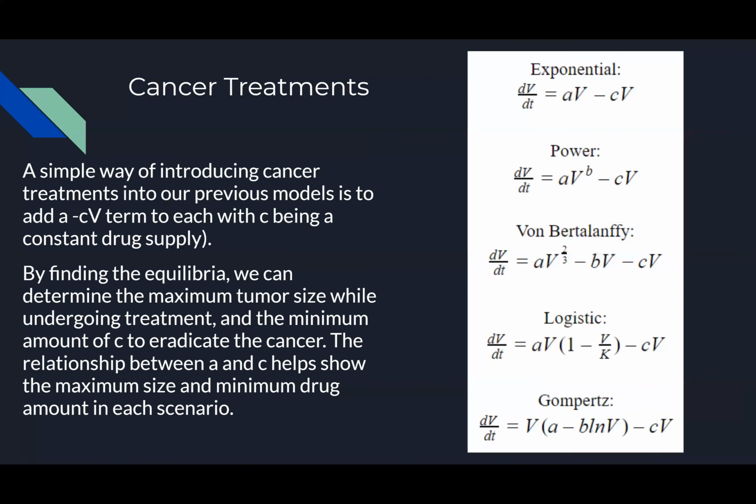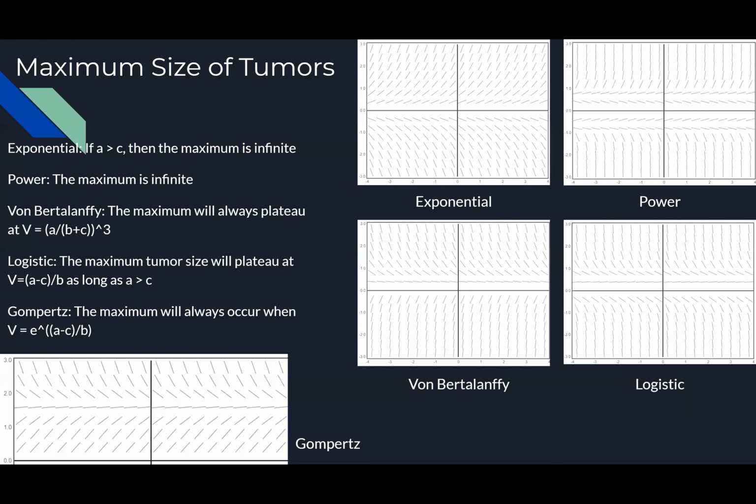By finding the equilibria, we can determine the maximum tumor size while undergoing treatment and the minimum amount of C to eradicate the cancer. The relationship between A and C helps show the maximum size and the minimum drug amount in each scenario. Each has a different case.